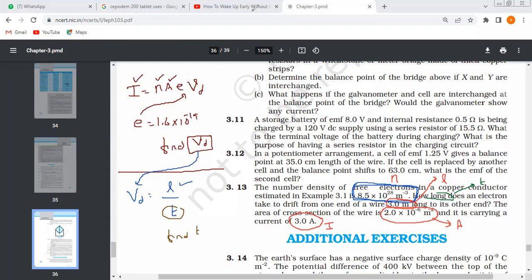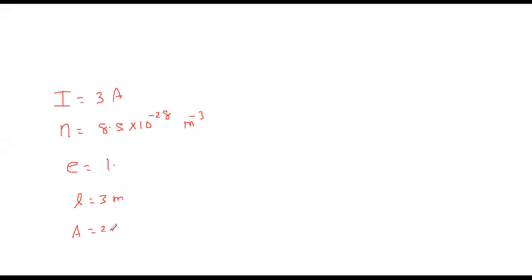Please make a note. I is equal to 3 ampere. n is equal to 8.5 into 10 to the power 28 per meter cube. L is equal to 3 meter. A is equal to 2 into 10 to the power minus 6 meter square. And time is equal to what? Charge of electron, we should know, 1.6 into 10 power of minus 19 coulomb.